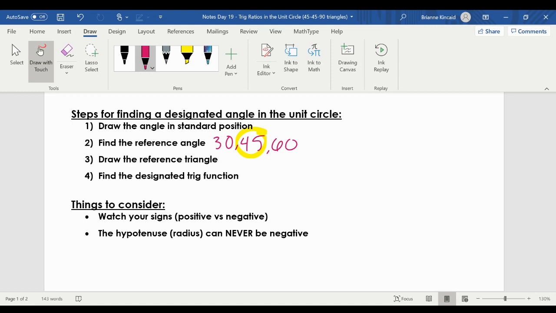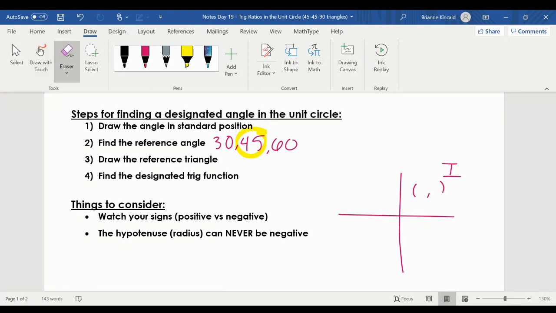We're going to draw the reference triangle, so we need to remember to have our side lengths memorized for a special right triangle. Find the designated trig function. Things to consider. These are two mistakes that a lot of people commonly make. You need to watch your signs. If you are in quadrant 1, every x value and every y value is positive. So your signs are going to be positive, positive.